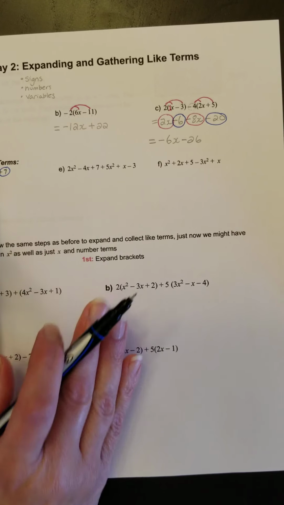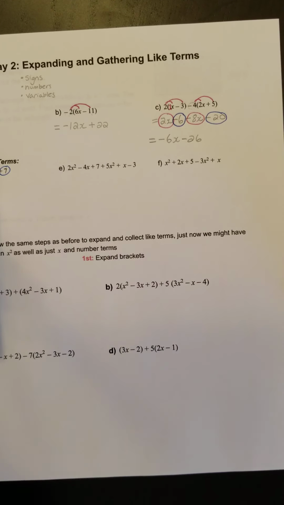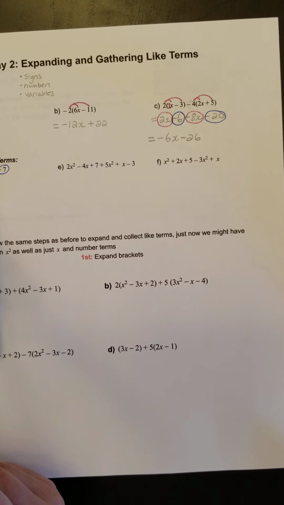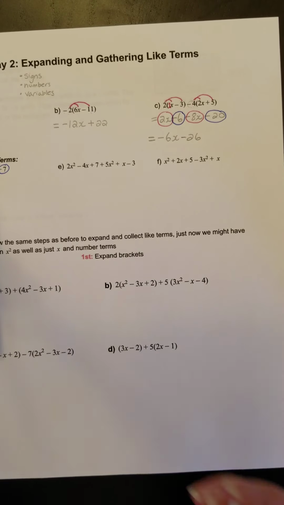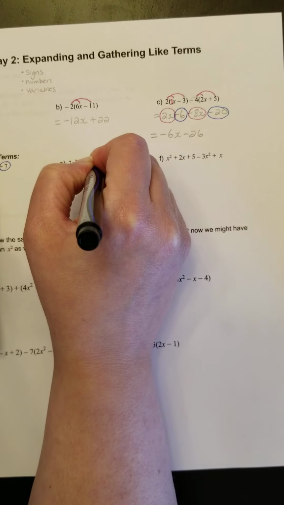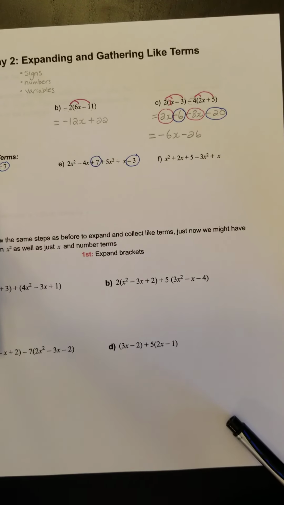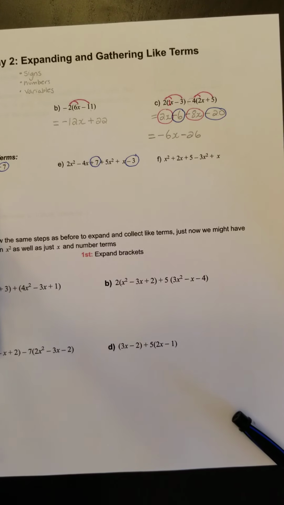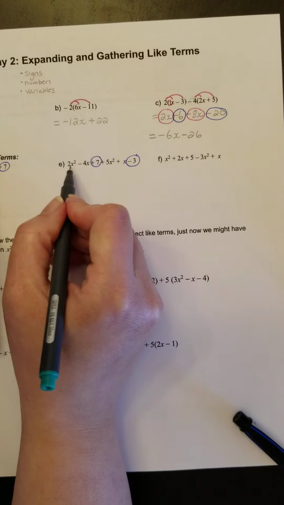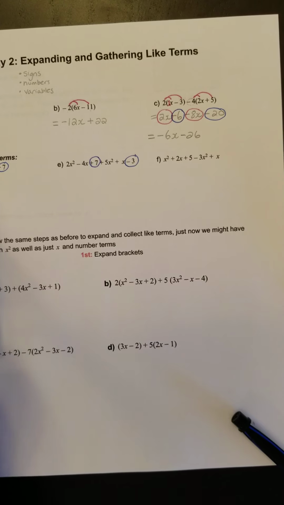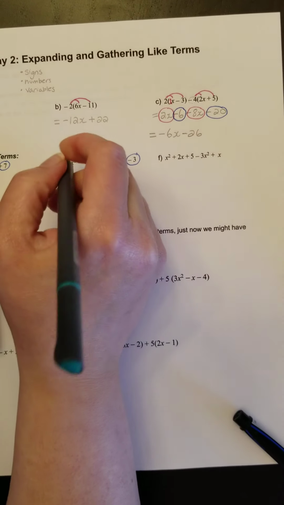Now in E, we've got more terms here. We have 2x squared minus 4x plus 7 plus 5x squared plus x minus 3. So now I have more different kinds of like terms. I think that most people are pretty good at noticing the just numbers by themselves. I've got plus 7 and minus 3. The ones that we have to be careful with are these here, where I have 2x squared and minus 4x. Remember that x squared is not a like term with just an x. So I have to mark these differently.